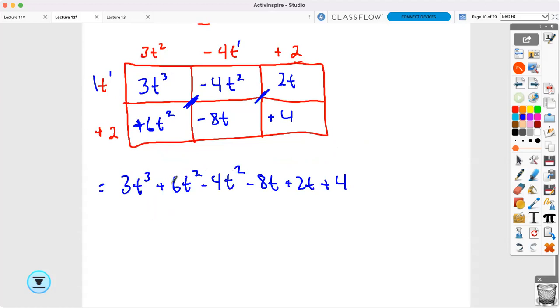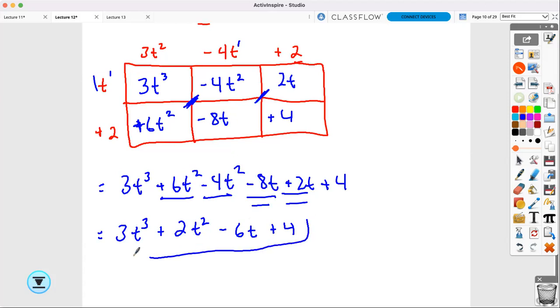Now, the beautiful thing is we have these like terms here, and we have these like terms here. So I'm gonna bring down the 3t cubed. 6 minus 4 is a +2t squared. -8 + 2 is -6t. And then bring down the +4. And we are done.